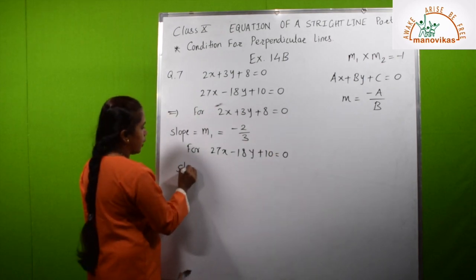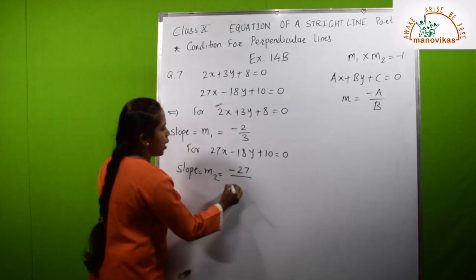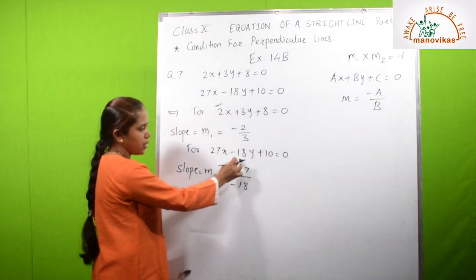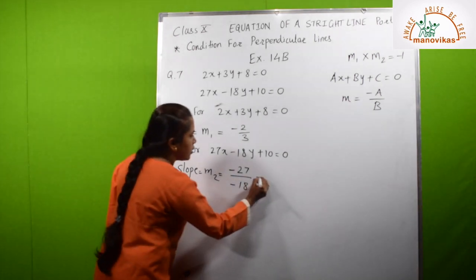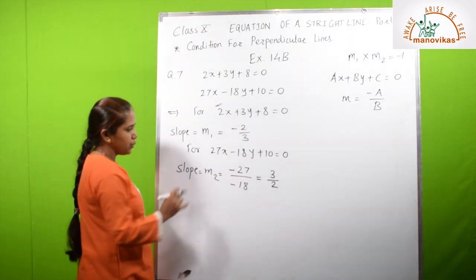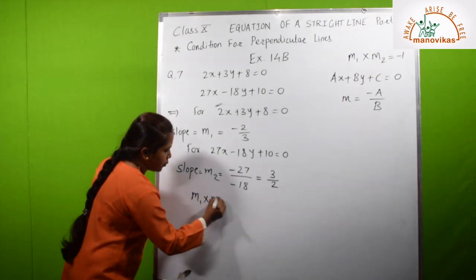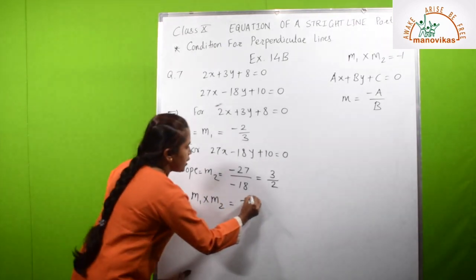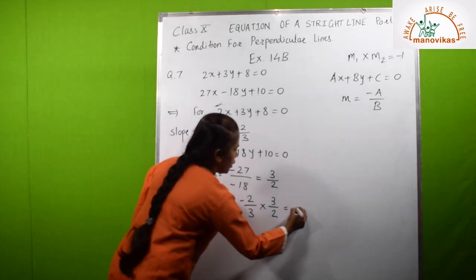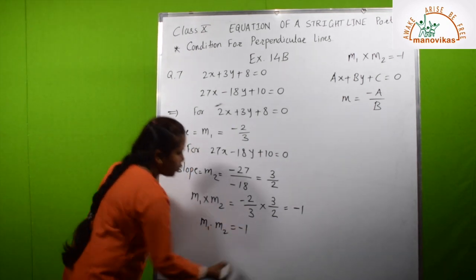Now next, for the second equation, slope value m2 will be -27/-18. Here a value is 27, b is -18, so -27/-18, that is 3/2. Now we got the slope values. Now we have to use the condition. For that we have to check the product of these two. m1 into m2 is equal to, m1 is -2/3 into m2 is 3 upon 2. If you see the product, it will get minus 1. So m1 into m2 is equal to minus 1.